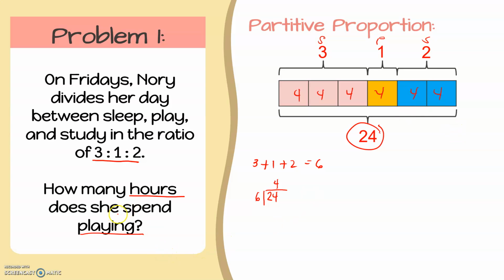Now the question is again asking for the number of hours she spent playing. Since one part is allotted for playing, we will have 1 times the value of one part, which is 4. That will give us 4 hours. Therefore, Nori spends 4 hours playing.